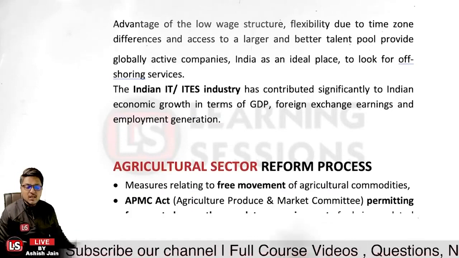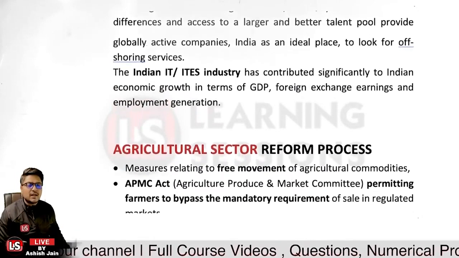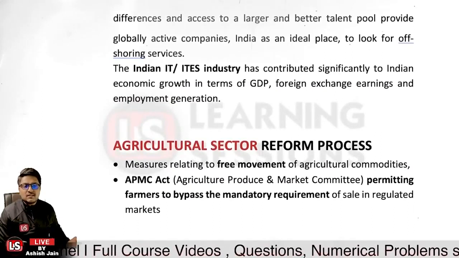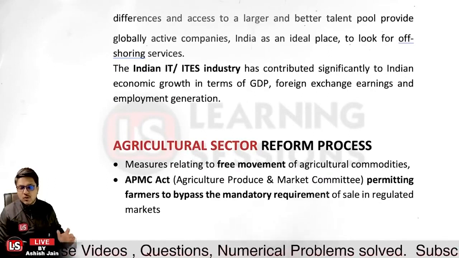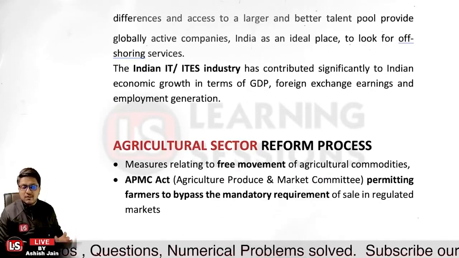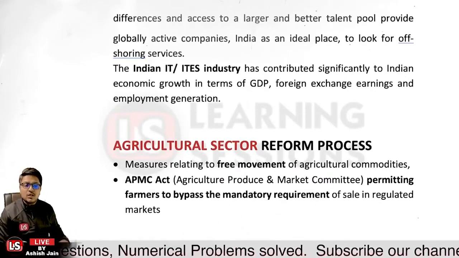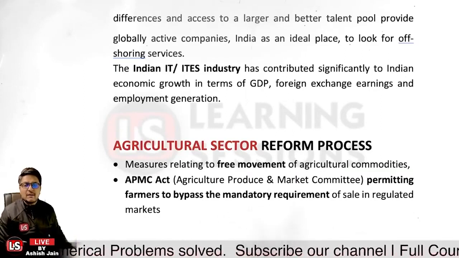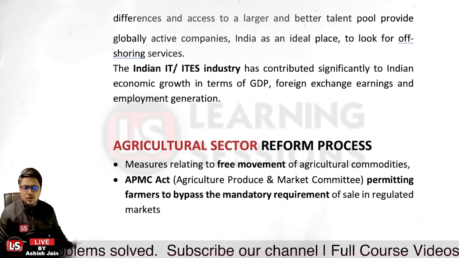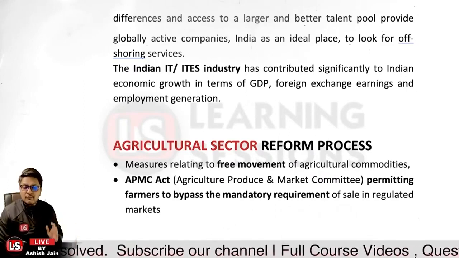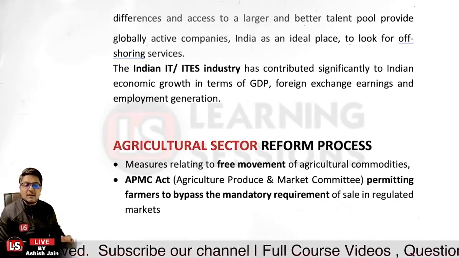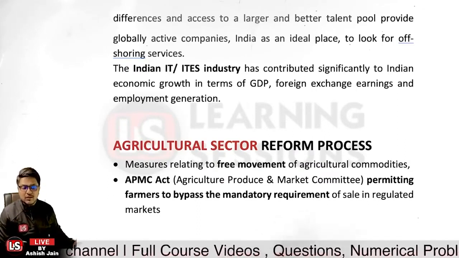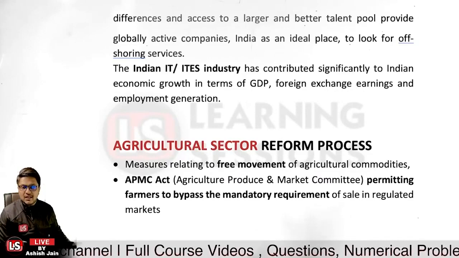And for the APMC Act, that is the Agriculture Produce and Market Committee, permitting the farmers to bypass the mandatory requirement of sale in the regulated market. Previously, farmers were required to sell their crops in the regulated market only. But now, what about APMC? APMC is now removed. Okay, so the APMC Act is not basically removed. It is basically a way that farmers are bypassing the criteria that they have to sell their crops in the regulated market only. So now that criteria is not to be fulfilled by the farmers due to the APMC Act.